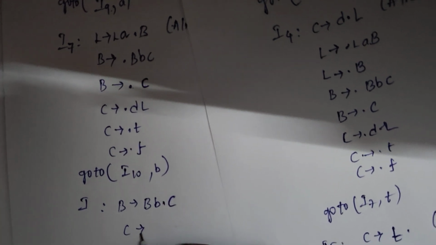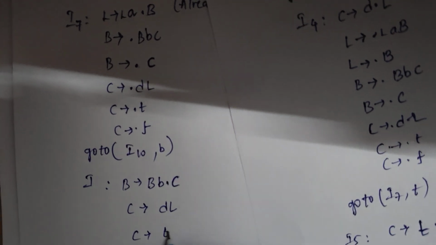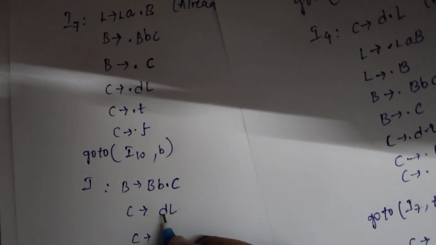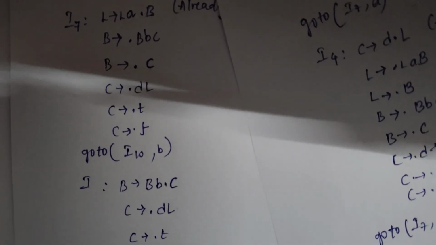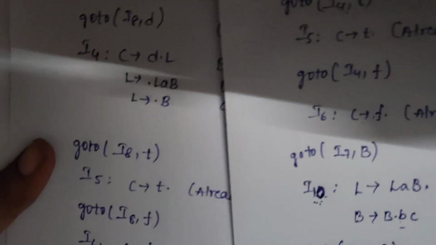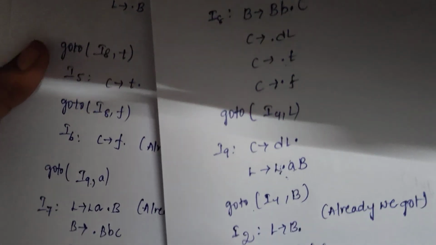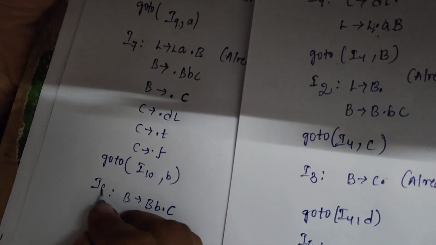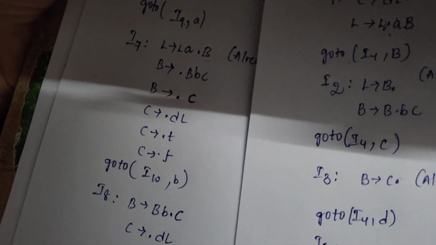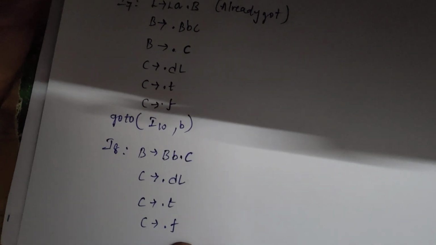Now dot is following non-terminal C. We need to write all the C predictions, which are C produces DL, C produces T, and C produces F. So write dot before all the prediction. I think we got this prediction already, check once I8. Check the I8 prediction. This is same. These predictions and I8 predictions are same, so you can write as I8. So for all we have calculated the states. Now we need to construct the table. Okay.